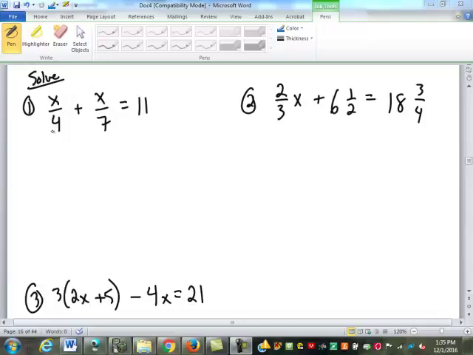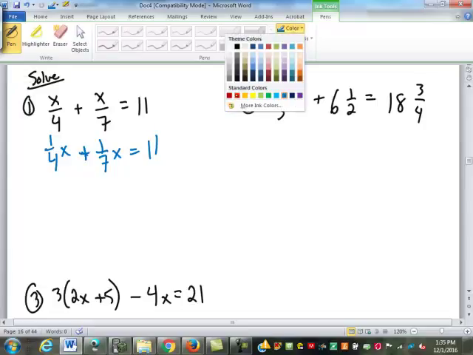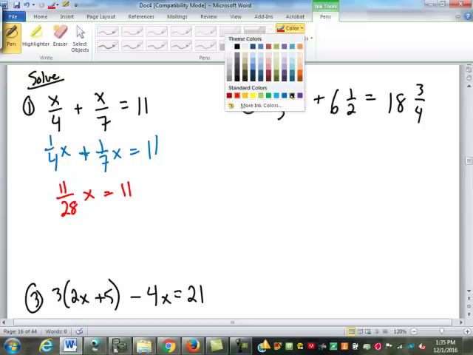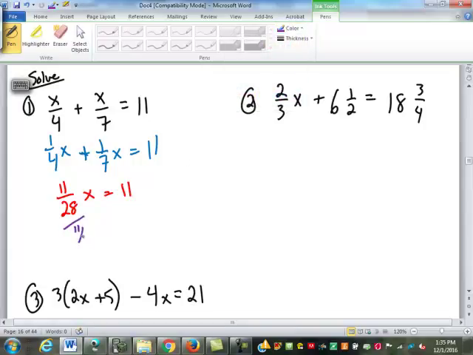Okay, so for the first one here, what do we have to do first? Where do we start? Yeah, we treat that as 1/4 x plus 1/7 x equals 11. We combine them. Okay, when we add 1/4 and 1/7, what do we get? 11/28. Okay. Then what do we have to do? Divide by 11/28. So x equals 28. How many of you got x equals 28?